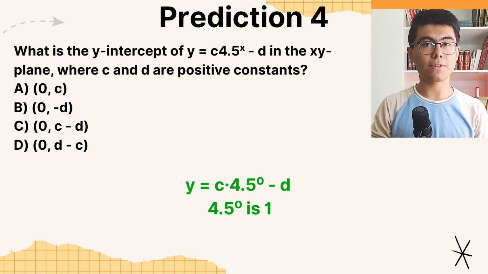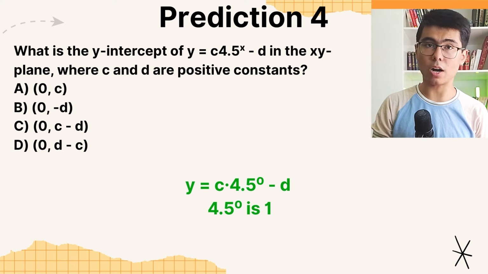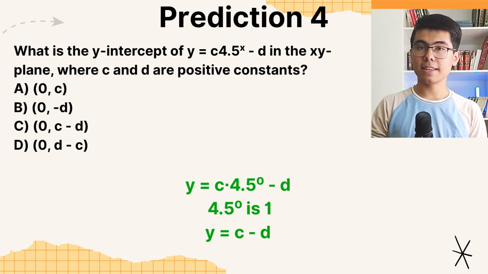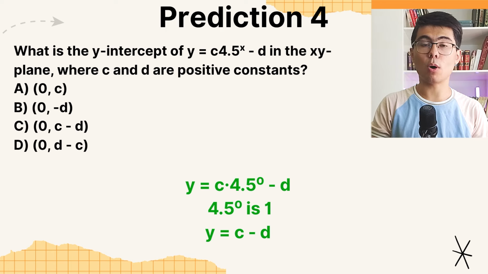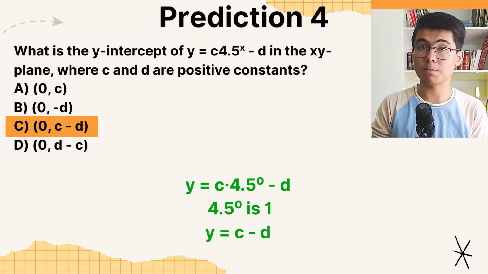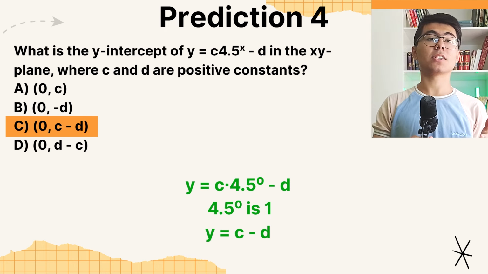So 4.5 to the power of 0 is 1. So this simplifies to y equals c minus d. And this is exactly how we find the y-intercept in any function: set x equals 0 and simplify it. Now let's check the answer choices.